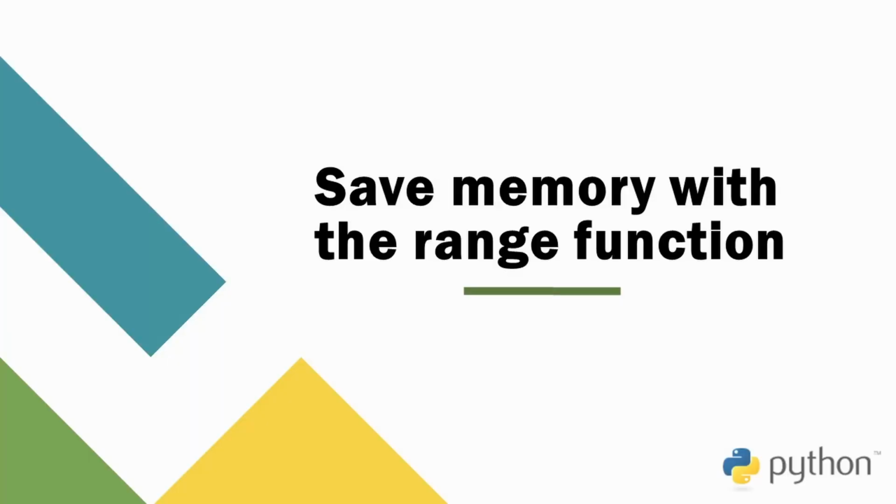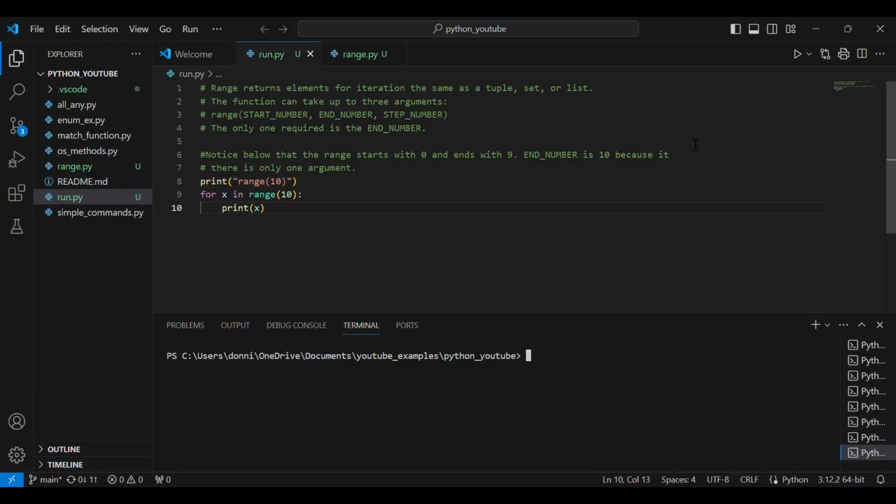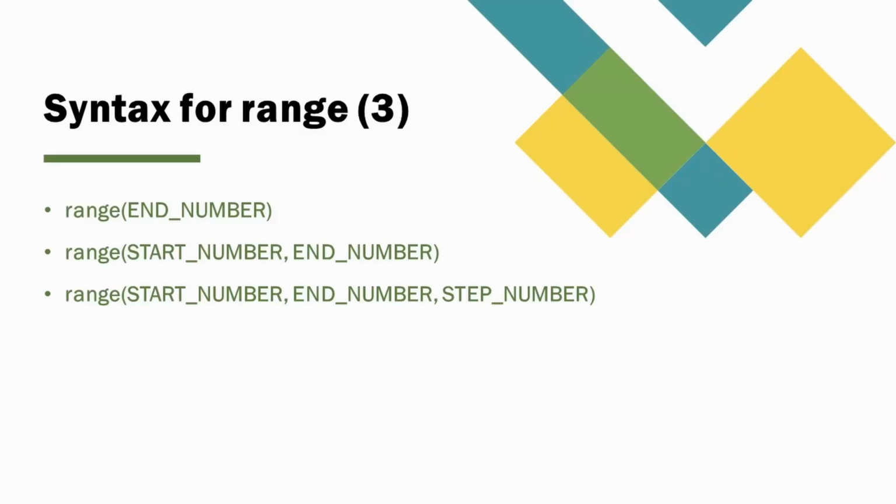Today we're going to be looking at the range function. What the range function basically does is it returns elements that can be used in iteration. These elements are the same as the type of elements that are returned in a tuple or a set or a list data type. And a range function can take three different arguments.